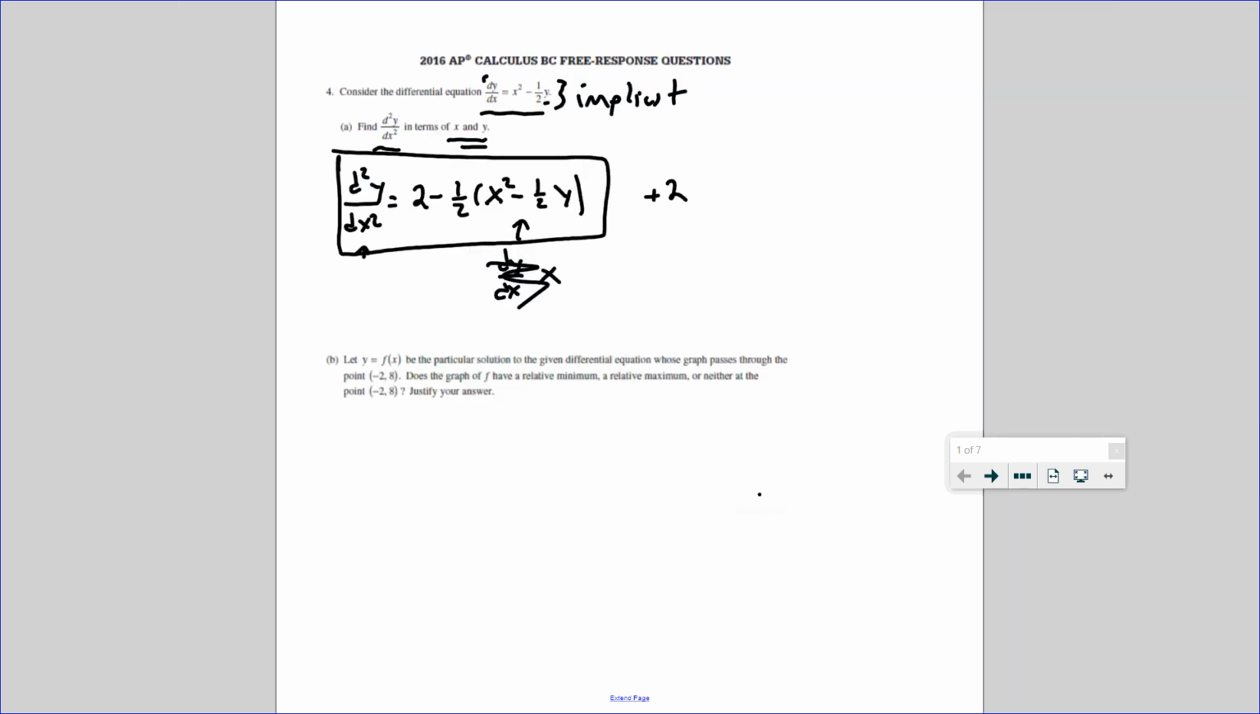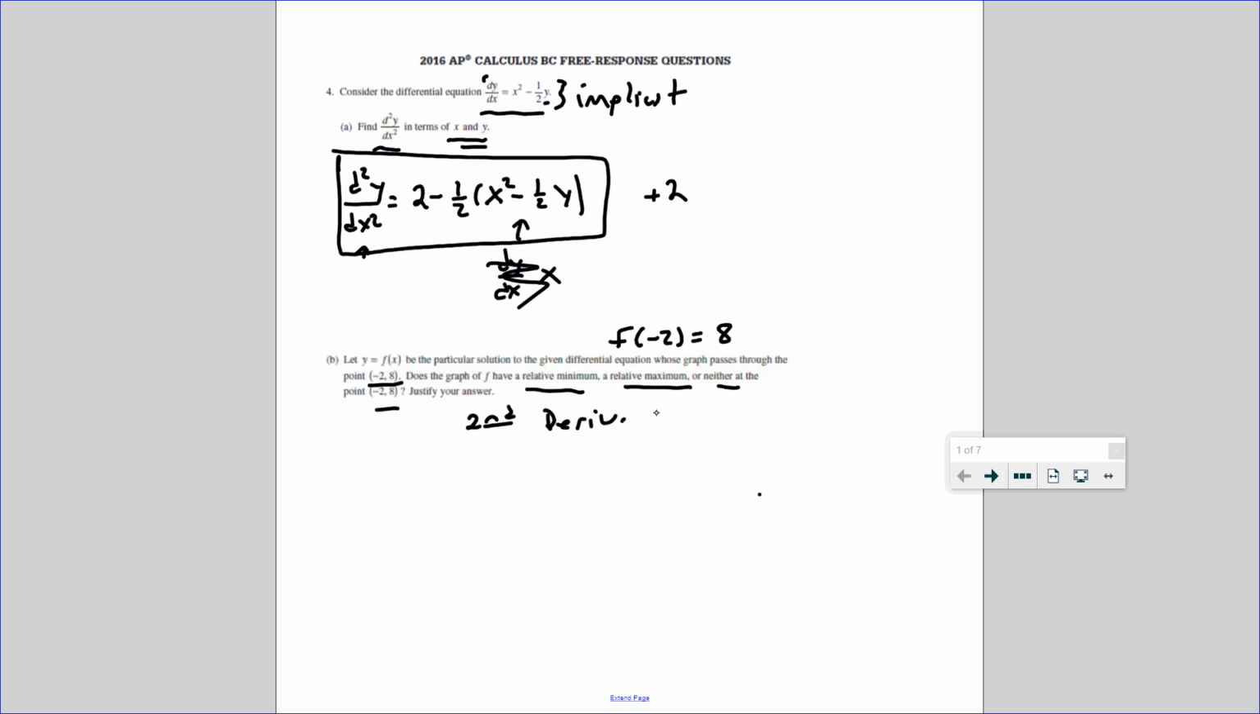For part B, now they're saying let y be a function of x. This is a particular solution to the differential equation whose graph passes through the point we've been given right here. So we know that f of -2 is 8. They want to know if the graph has a relative maximum, minimum, or neither at the point. Typically we would use the first derivative test. However, in this case, the first derivative test will fail because we really don't know anything about the function itself. So we're actually going to use the second derivative test.